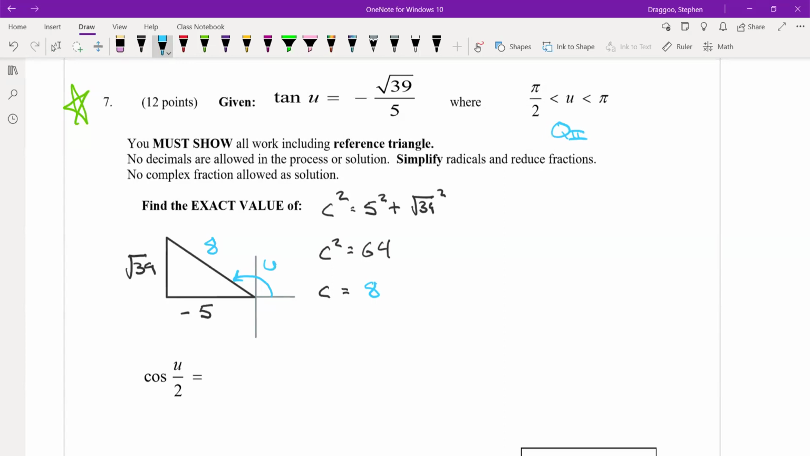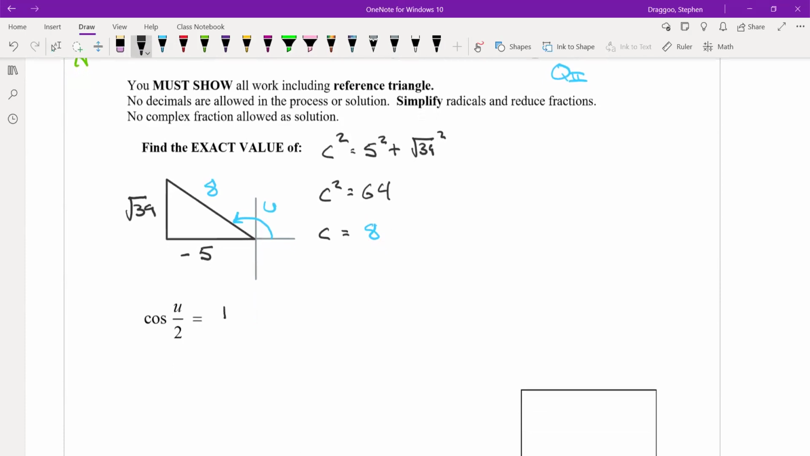I know that I always assign positive values to the hypotenuse. The only time we'll deal with negative values on a reference triangle is when we're assigning them to the legs, either the opposite or the adjacent side. So I've got my reference triangle now, which means I can get the cosine of u, which I know is going to be important to the half angle problem. If I slide down here real quick and fill that in, cosine of u over 2 is equal to plus or minus the square root of 1 plus cosine u divided by 2.